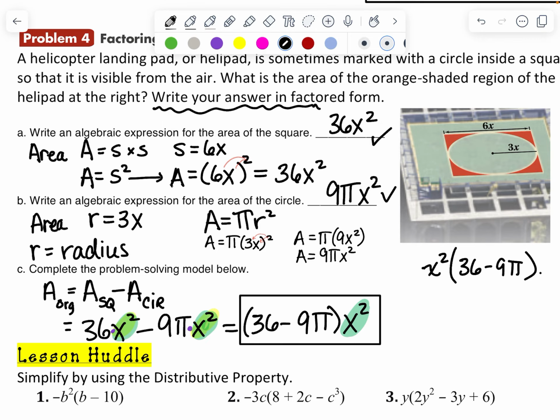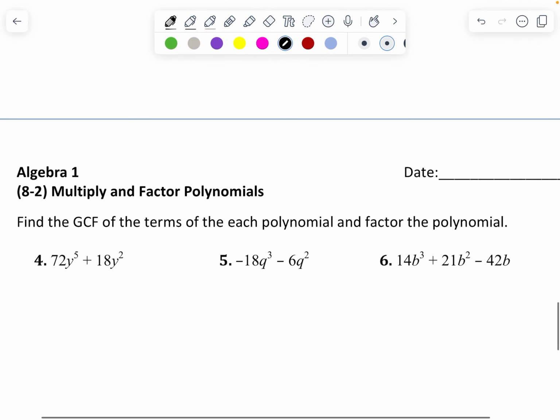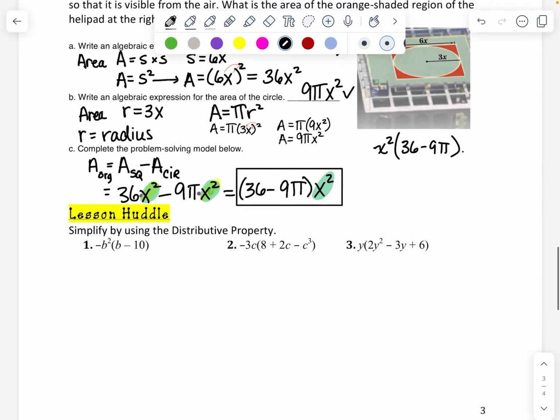Okay, now you have a lesson huddle, so I'm going to ask that you simplify these. That means you're going to use the distributive property and get simple monomial terms. So you'll end up with either a monomial or a trinomial, but you're going to distribute. So pause your video and try the lesson huddle. And then we've got a few more problems on the back that you can go through. The lesson huddle goes these 3 and these 3.